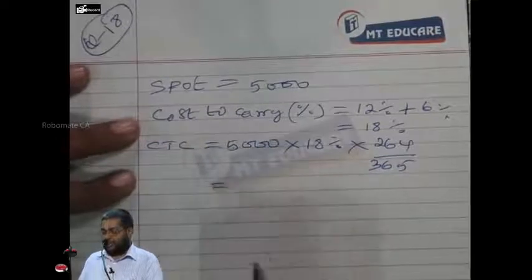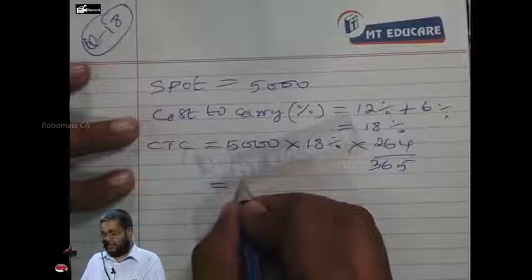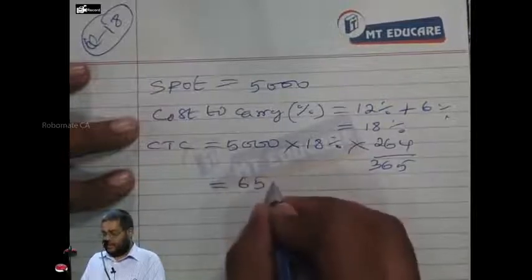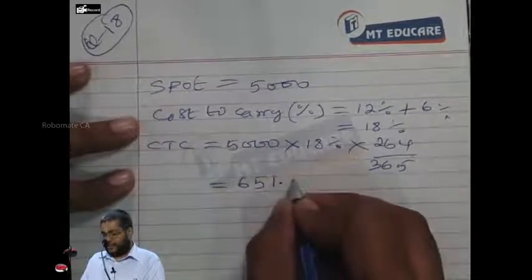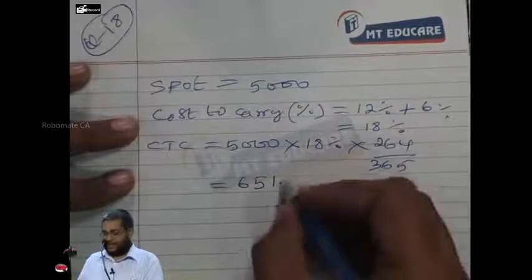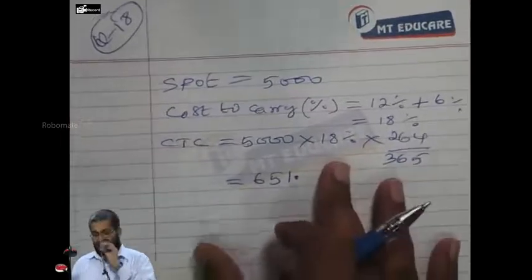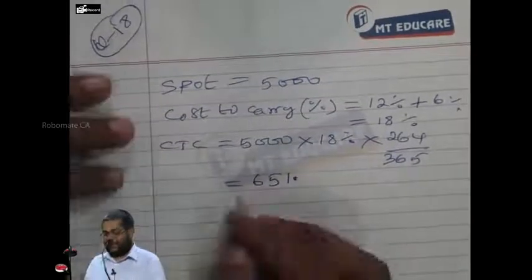I want to know the cost to carry. What is the cost to carry? 651. Okay, full stop? Over? Okay, 651. You are not telling me with clarity. Can I proceed? Now, next.